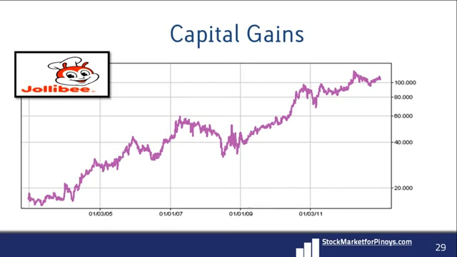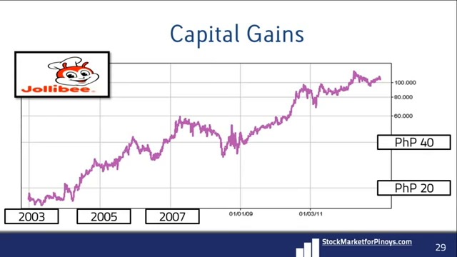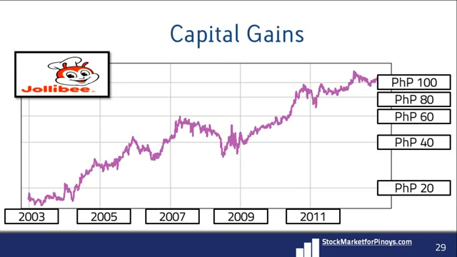let's consider the home of our dancing bubuyog, Jollibee. Here you can see the stock price of Jollibee over the years. In 2003, the stock price was a little under 20 pesos. In 2005 and 2007, the stock price already grew to the 30 to 40 peso level. Today, the price of Jollibee is 100 plus per share.